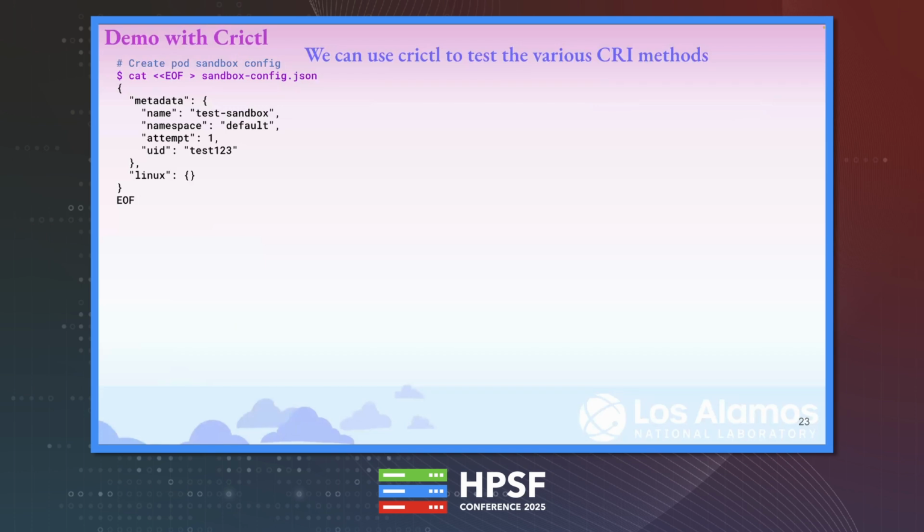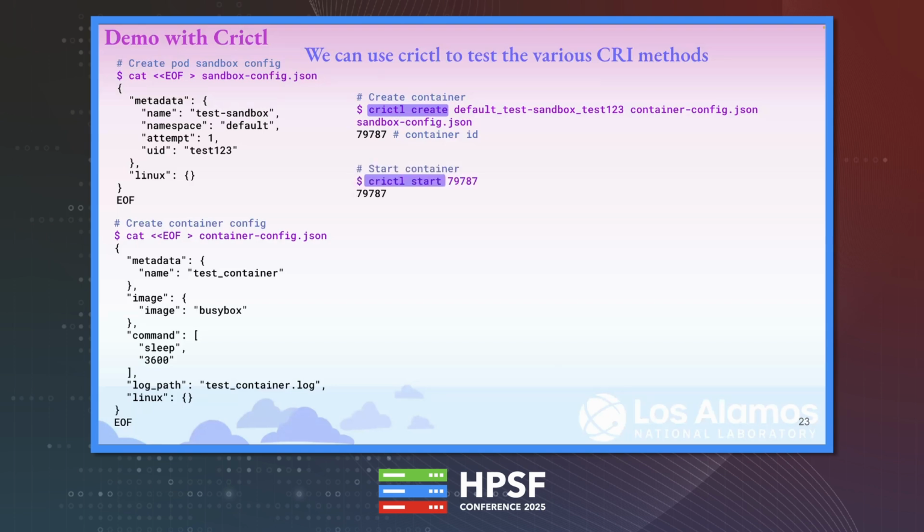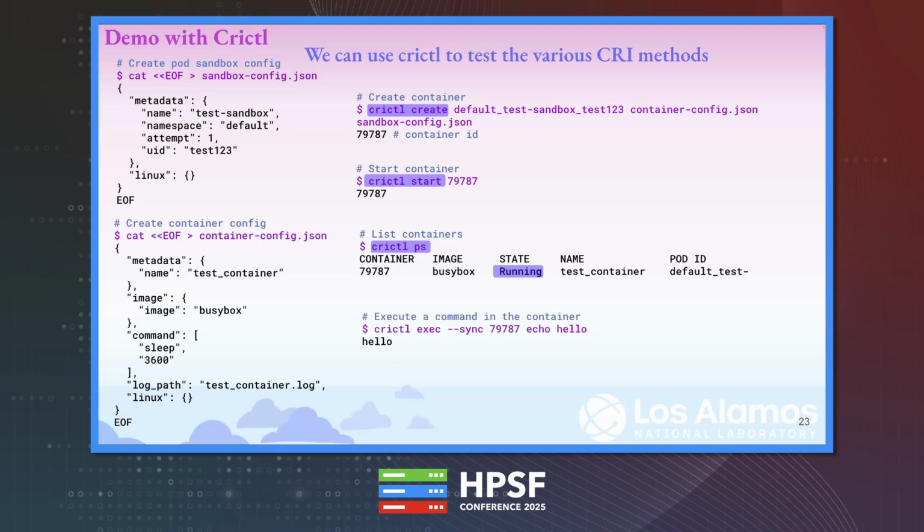So here is a demo of using CRI-compatible. We first create a sandbox config and a container config, and we can apply those configurations using CRI-compatible create. The output of this is the container's ID. We use that container ID to start the container. Then we can list the containers using CRI-compatible PS, and we can see that the container is in a running state. So that means it is ready and we can execute commands on it.